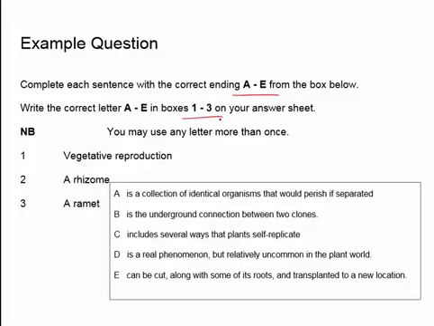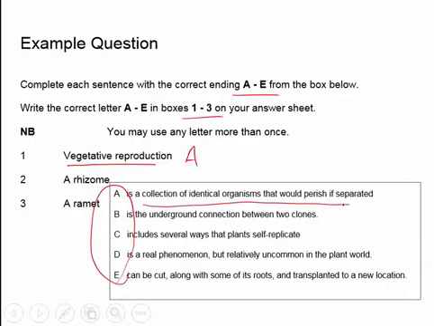But anyway, these are the question numbers you have, and here's what you need to do. You need to complete a sentence that begins with these words next to the question. And the correct sentence completion will be one of these choices down below. So if you think A is correct for this, then it would make sense, according to the passage, to say vegetative reproduction is a collection of identical organisms that would perish if separated.